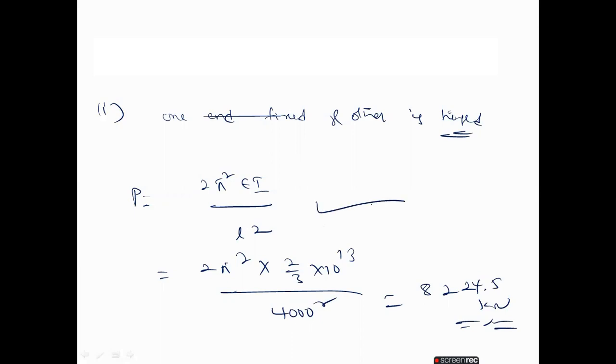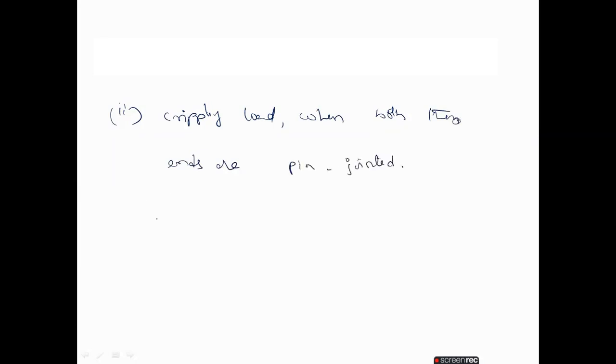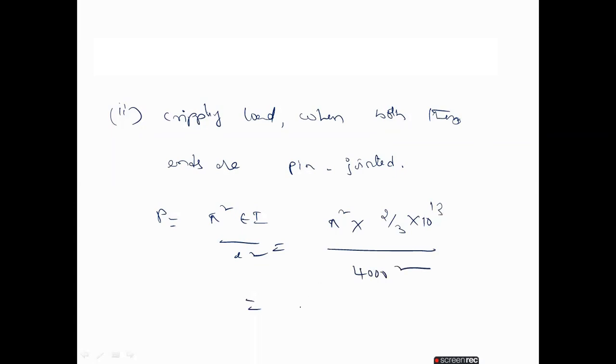Okay, we have one more condition, the second condition. The second condition is to calculate the crippling load when both the ends are pin jointed. Okay, the formula for this condition is pi square EI by L square. So pi square into EI we calculated, that is 2.3 into 10 power 13. L is nothing but 4000 square. So we got the answer 4112.25 kilonewton.